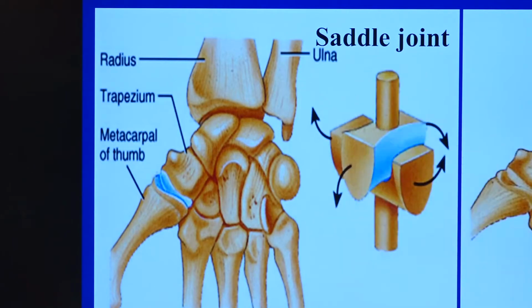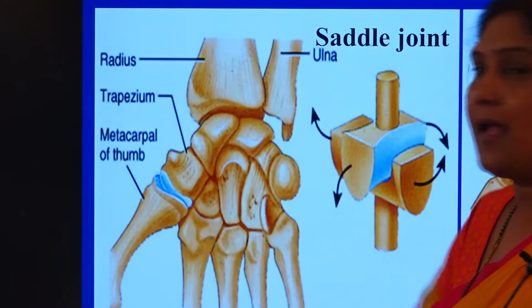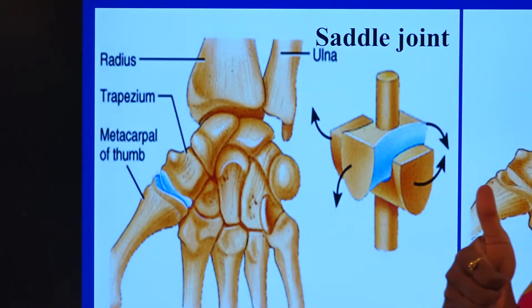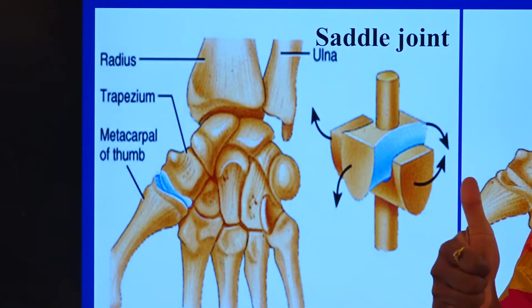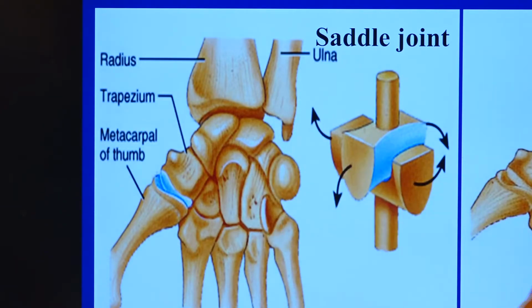That's why they say it's a saddle joint. Where do you find it? So, it is in the thumb portion, the metacarpal of the thumb. Try forwards, backwards and sidewards. So, this is a saddle joint.